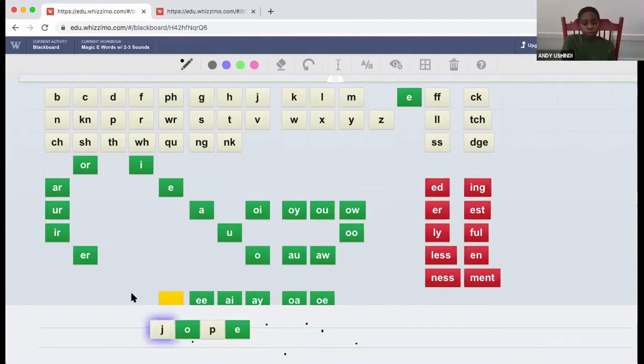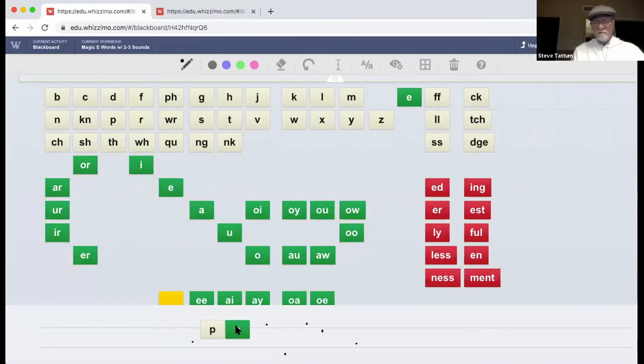Excellent. Okay, Andy, now this is used in talking about fiction. It's a type of story, a part of a story.